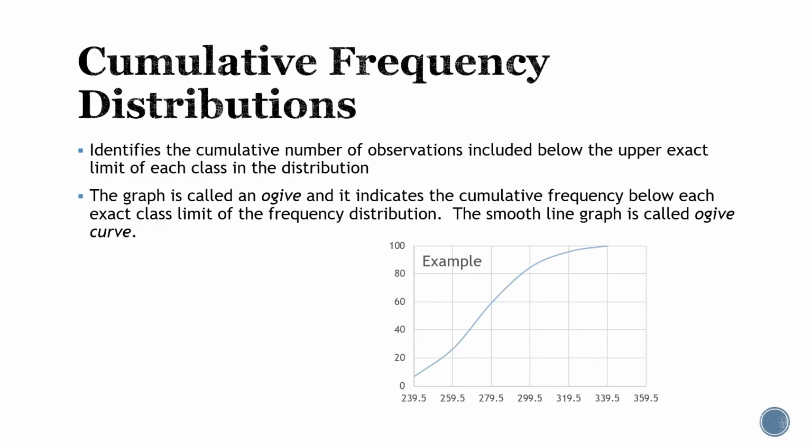Cumulative frequency distributions. They identify the cumulative number of observations included below the upper exact limit of each class in the distribution. The graph is called an ogive, and it indicates the cumulative frequency below each exact class limit of the frequency distribution. The smooth line graph is called an ogive curve, and below we listed an example.